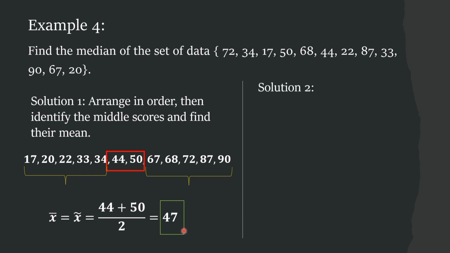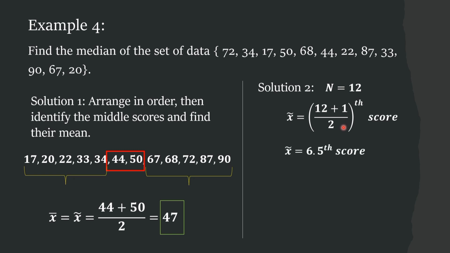For solution 2, N is 12. Using the formula to find the median, x tilde is equal to N plus 1 divided by 2. So we need to find the position of this score. N is 12 plus 1, 13 divided by 2 is 6.5, so the median is in the 6.5th score. That is the mean of the 6th and the 7th scores.